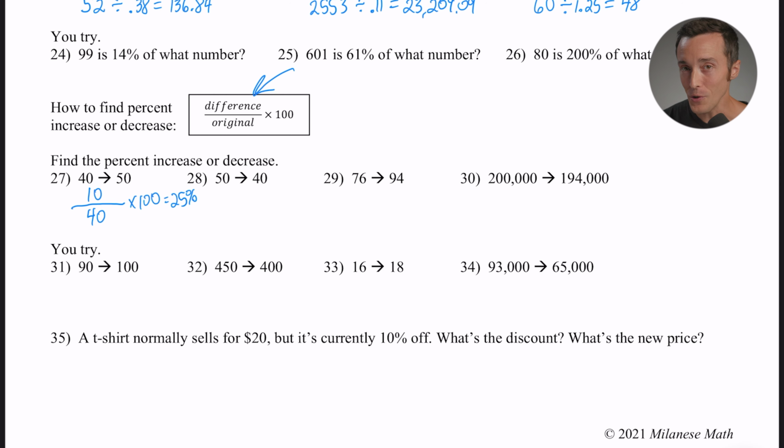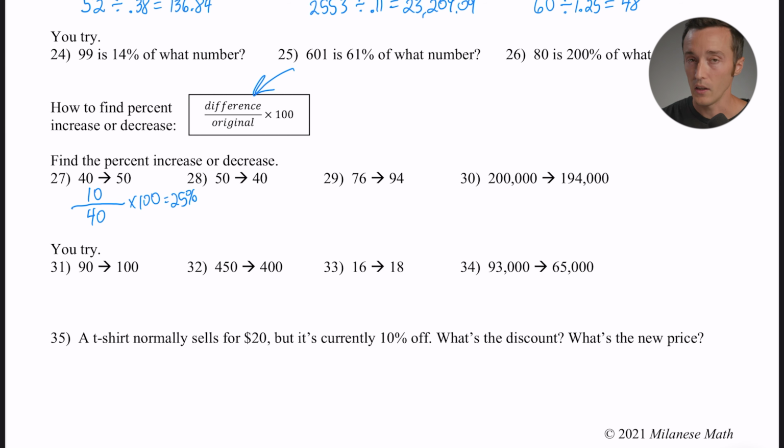Don't get that confused with essentially the opposite of that. Look at number 28. Now let's pretend that the jeans were $50 and they dropped in price to $40. It's really easy to say, oh, well, it's a 25% decrease, because just like number 27 was a 25% increase, this is a 25% decrease, and it's not quite the same.